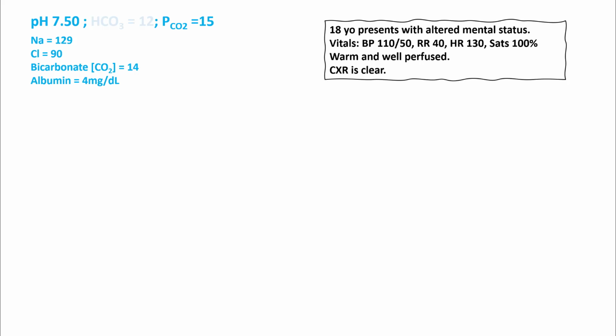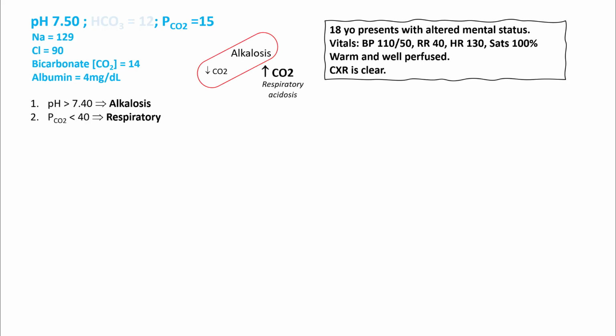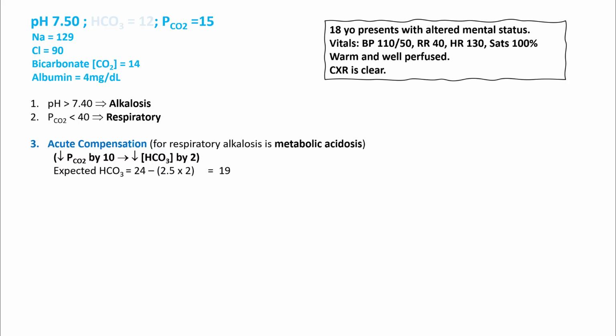Let's do another example. This is an 18-year-old who comes with altered mental status. His blood pressure is 110/50, respiratory rate is 40, heart rate 130, and SATs 100%. He's warm and well perfused, chest X-ray is clear. These are the findings from ABG and basic chemistry. Going through steps 1 and 2, step 1 shows that it is alkalosis, and since your PCO2 is on the lower side, that means this alkalosis is caused by respiratory means. So the primary problem is respiratory alkalosis.